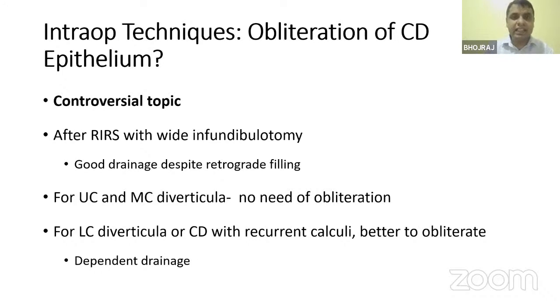Another controversial area is whether to obliterate the calyceal diverticular epithelium or not. This is a very, very controversial topic. After RIRS with wide infundibulotomy, there will be good drainage despite retrograde filling. For upper calyceal and mid calyceal diverticula, no need for obliteration. For lower calyceal diverticula or calyceal diverticula with recurrent calculi, it is better to obliterate because there is dependent drainage. This is one of the schools of thought, but it does not apply always. Historically, yes, in most of the cases, those who undergo PCNL, the advice is to go for obliteration of the diverticular epithelium.